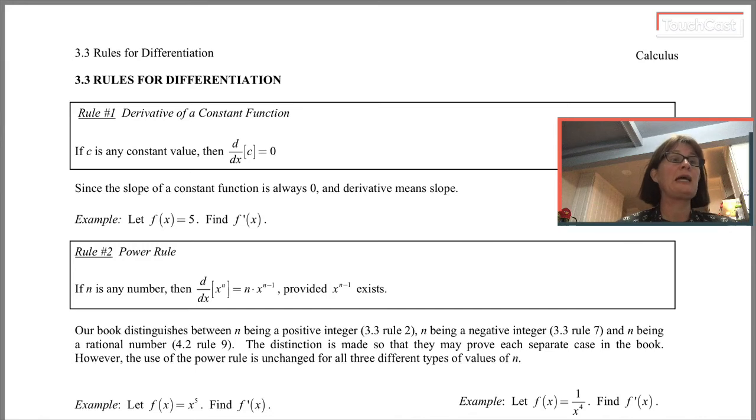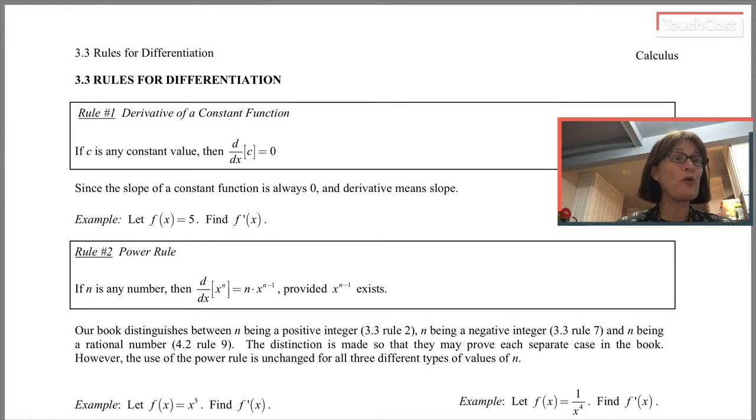Well, the good news is that over the many, many years, millions and millions of mathematicians have used that formal definition to find the derivatives of all different kinds of functions. And we've noticed patterns that we can use. So if you understand the patterns well, then you don't have to go through that process every time.